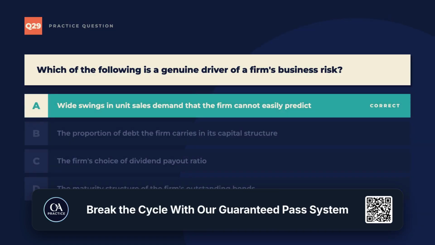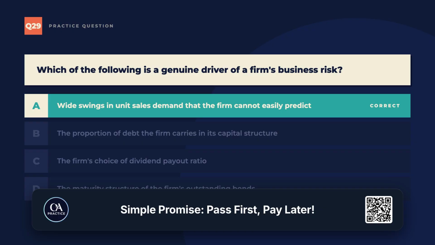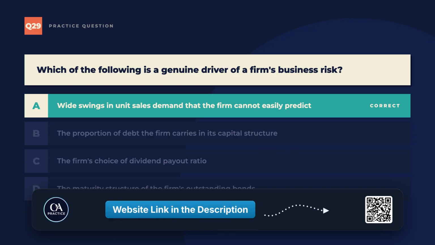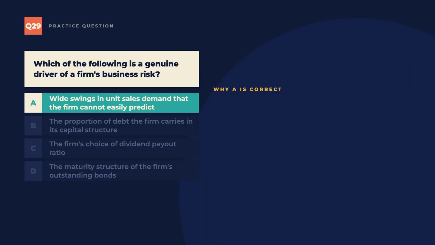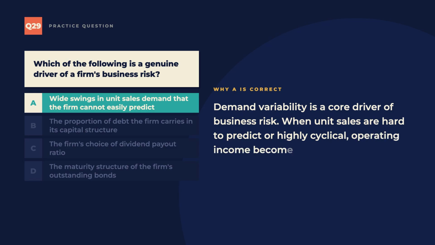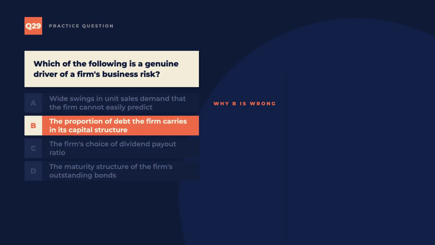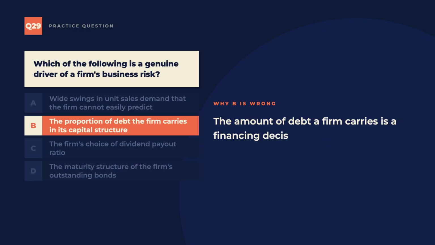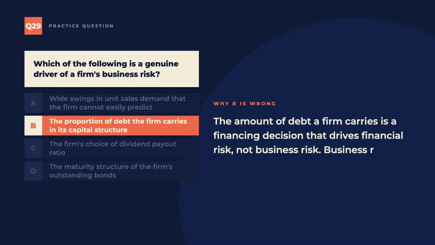The correct answer is A. Wide swings in unit sales demand that the firm cannot easily predict. A is correct because demand variability is a core driver of business risk. When unit sales are hard to predict or highly cyclical, operating income becomes more uncertain, which is exactly what business risk captures. B is wrong because the amount of debt a firm carries is a financing decision that drives financial risk, not business risk. Business risk assumes the firm used no debt at all.